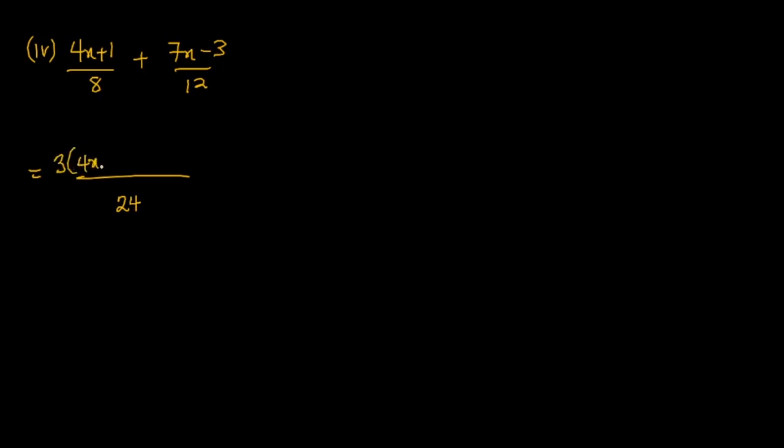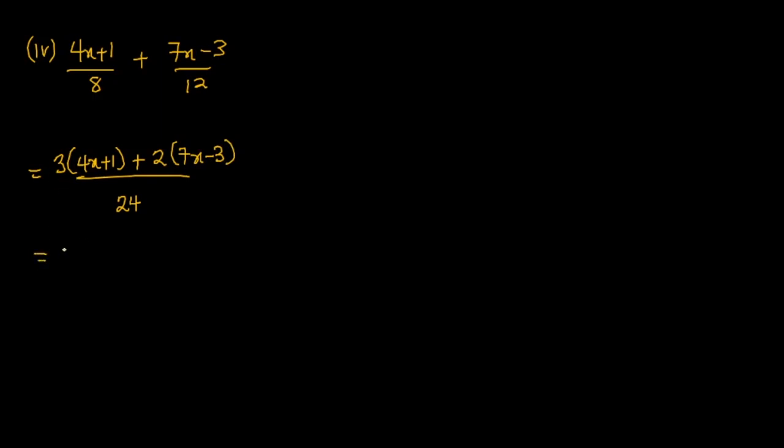Alright, so the last expression that we were given, IV, is (4x + 1)/8 + (7x − 3)/12. Alright, so as usual, we find a common denominator for both 8 and 12. That will be 24. 8 will go into 24 3 times, so we have the 3 outside bracket. Use it to multiply 4x + 1, then plus. 12 will go into 24 2 times, so we write the 2 outside, then we multiply it with 7x − 3 over here.